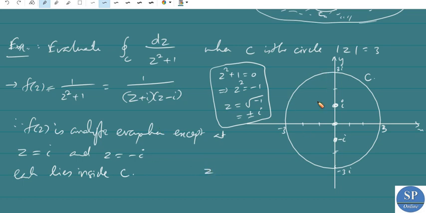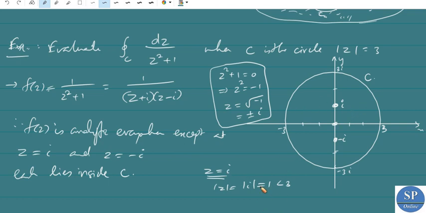അപ്പോൾ നമ്മളിത് പ്ലോട്ട് ചെയ്തിട്ടാണ് z equal to I യും മൈനസ് ഐയും ഈ സർക്കിളിന് അകത്താണോ പുറത്താണോ എന്ന് ചെക്ക് ചെയ്തിട്ടുള്ളത്. ഇനി അതല്ല എങ്കിൽ when z is equal to I, we have mod z is equal to mod I. We know mod I is 1, which is less than 3. If it is less than 3, then we can say that this point is inside C. If it is equal to 3, then we can say that this point is on the boundary of C. If it is greater than 3, we can say that this point is outside C.